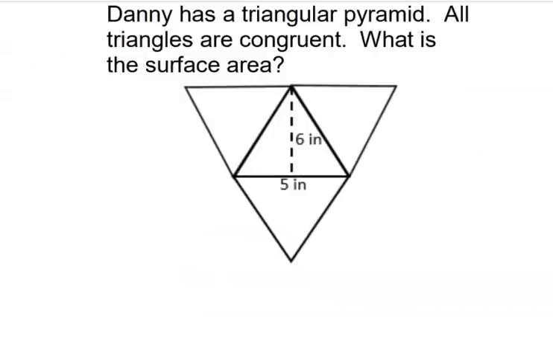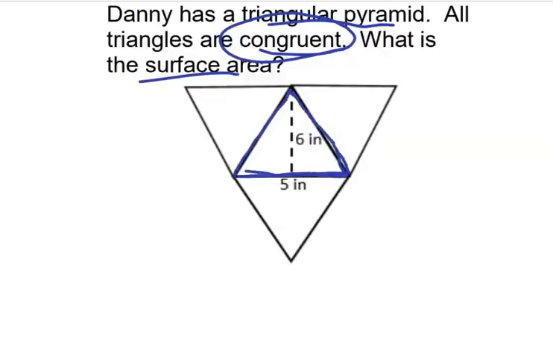Danny has a triangular pyramid. Okay, so here's a triangular pyramid. All the triangles are congruent. What is the surface area? So basically, if this is a net, so if we folded it up, it would end up being a triangular pyramid. And the critical part is they're telling us that all of the triangles are congruent. Congruent means they are all equal. If you see the word congruent in math, it means equal. All right, so let's look for the area of this one, and then we'll find the other ones real easy.